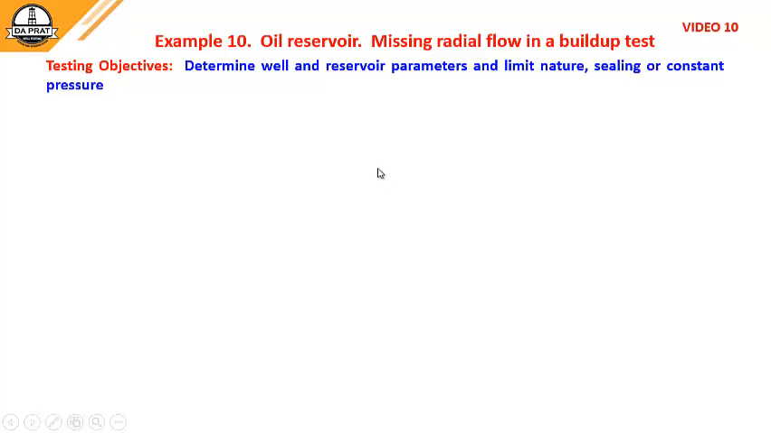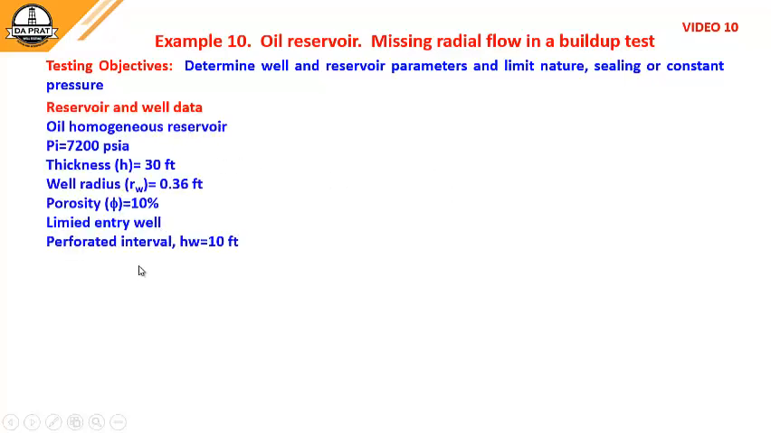Okay, example 10 deals with radial flow, which in this case is missing in a build-up test. We will see the reasons. Again, the objectives are to determine well and reservoir parameters and the limit nature, in this case sealing or constant pressure.